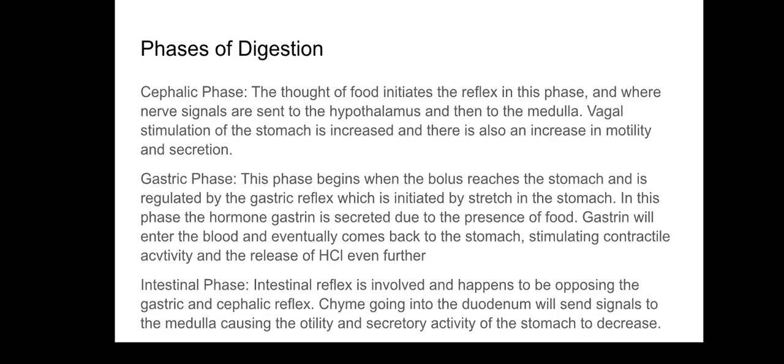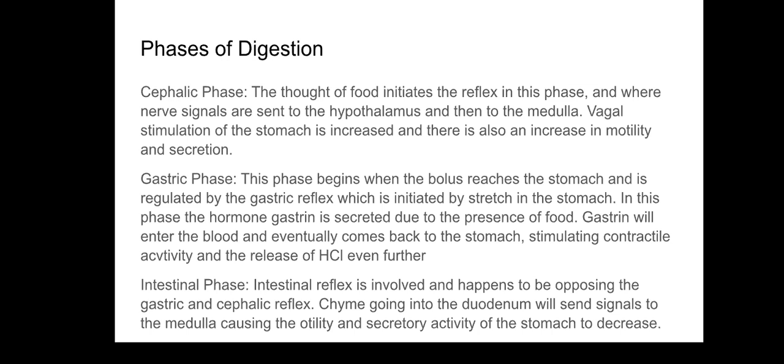All right, phases of digestion. So we have the first phase, which is the cephalic phase. This is where the thought of food will initiate a reflex in this phase called the cephalic reflex. So you're like, I smell delicious food. That usually causes nerve signals to be sent to the hypothalamus and then to the medulla. And then there's also vagal stimulation of the stomach that is increased, and there's also an increase in motility and secretion.